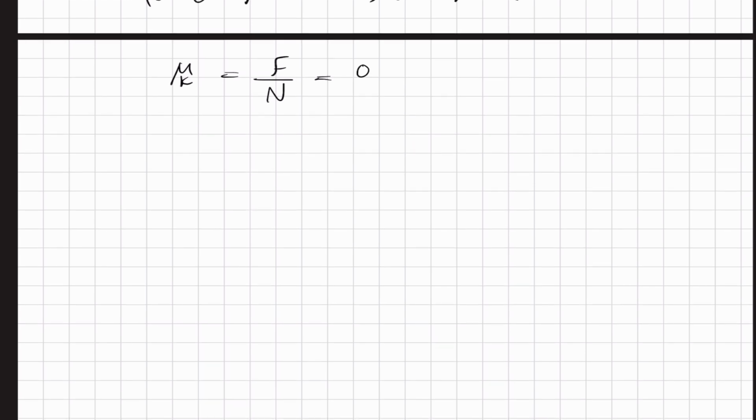And so the question was asking us for the coefficient of kinetic friction, which is mu k. And this is commonly just calculated as F, the friction force, divided by the normal force. So we already know what both of those things are, and we get 0.275. And that's it.